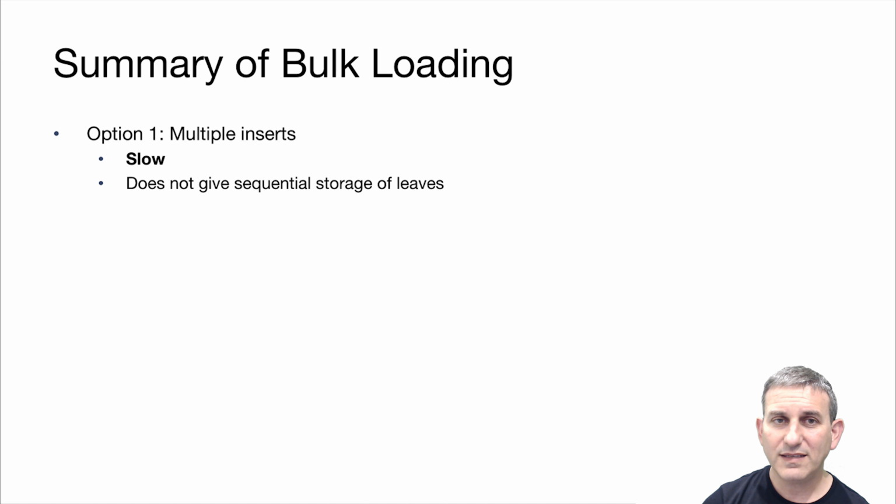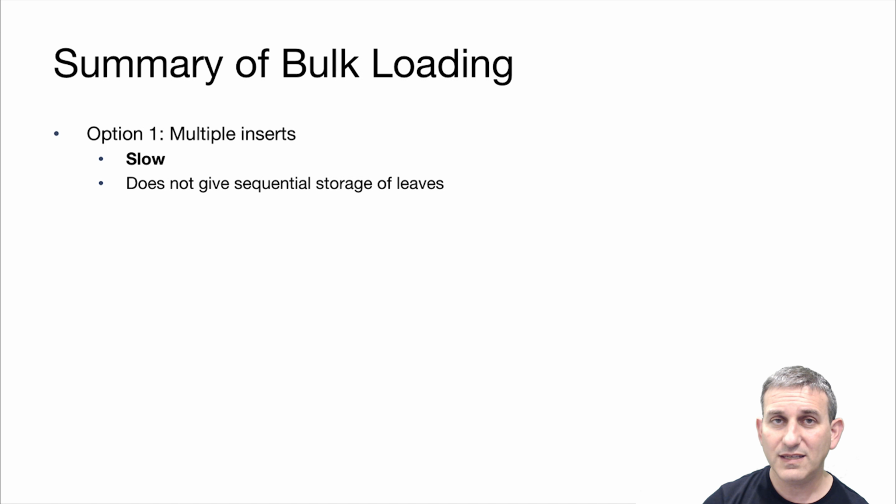And so to summarize, one option to do bulk loading is to do multiple inserts. This is going to be quite slow. Another side effect of doing multiple inserts is, as we've said in the B plus tree, we don't have sequential storage of the leaves. But with bulk loading, there should be fewer IOs during the build because we won't be doing as much random IO. So most of the times when we touch a page, that page will already be in the buffer pool.